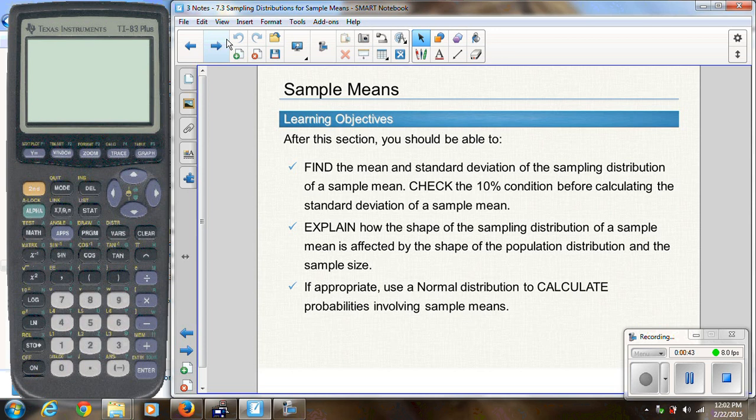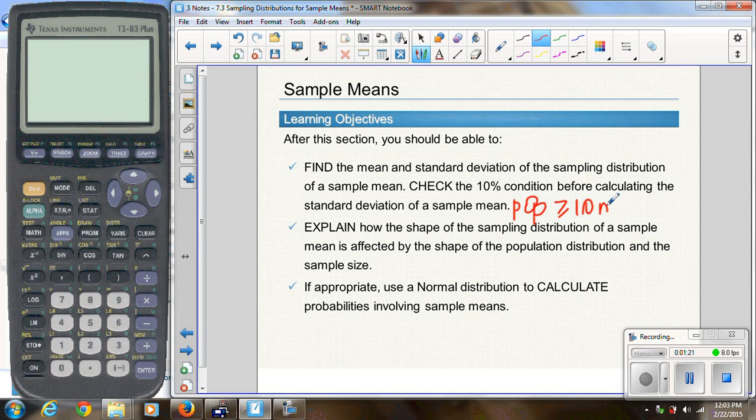So first of all, we're going to be able to find the mean and the standard deviation for the sampling distribution for a sample mean. The 10% condition for calculating the standard deviation is actually the same for the mean as it is for the proportion. And basically that just means that our population has to be at least 10 times the size of our sample. And I'm using my notebook at home, and so my handwriting isn't quite as nice on this as it is when I use the smartboard. But this condition that we're talking about is essentially that the population is at least 10 times our sample size. And so that's the formula that we use in order to use any of the standard deviations.